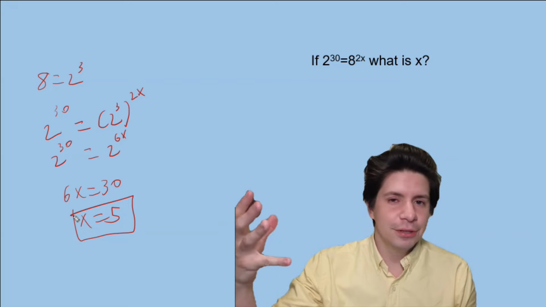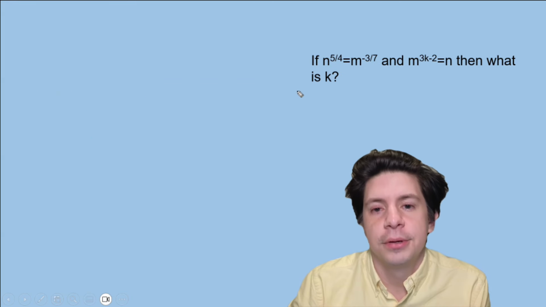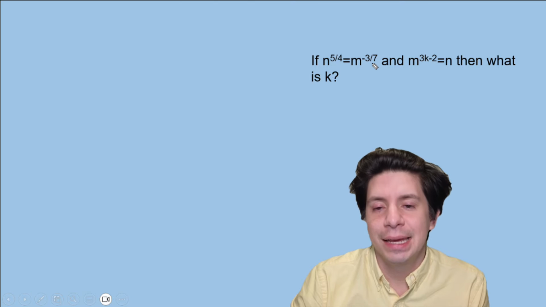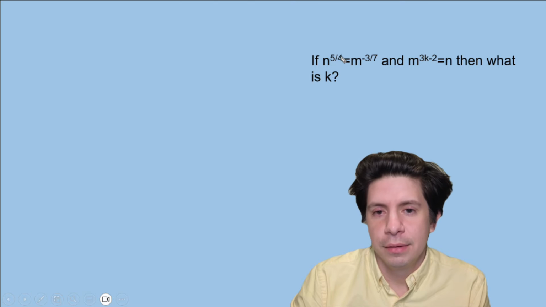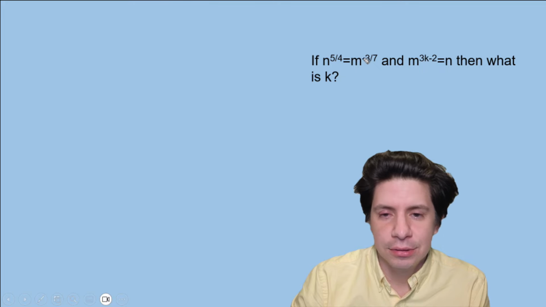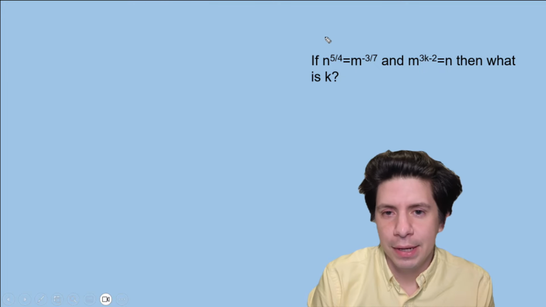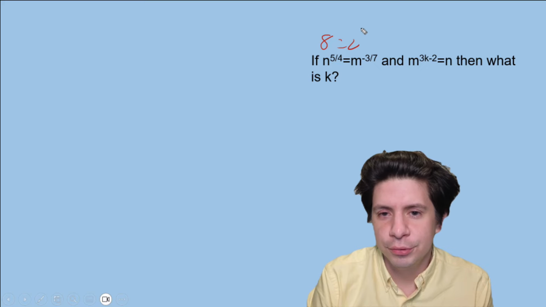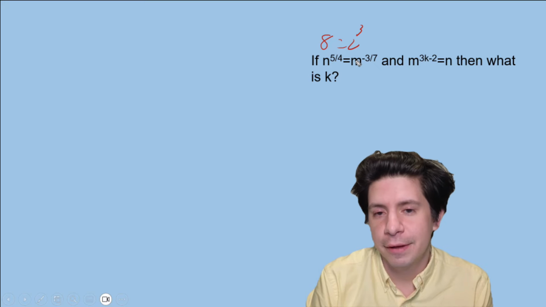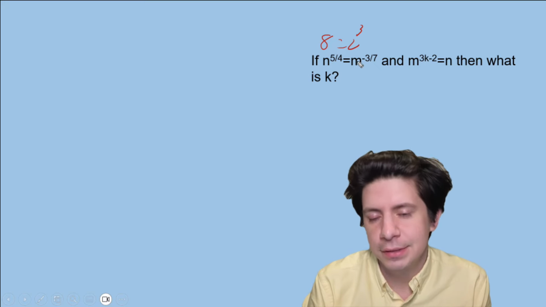Now we'll do one that feels harder, but actually is very similar. Okay, so in this one, right, there's no numbers. There's only numbers in the exponents, but the bases we don't know. But we can connect them, right? Because we know this base is this to the power and this to the power. It's just the same way we know, right, 8 equals 2 cubed. We now know n equals n to the 5/4 equals m to the negative 3/7.